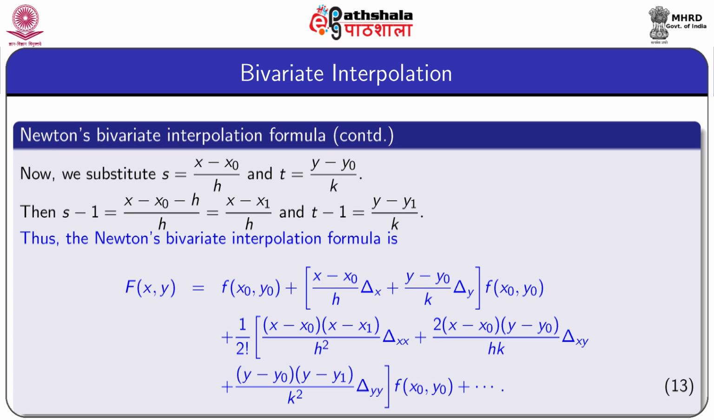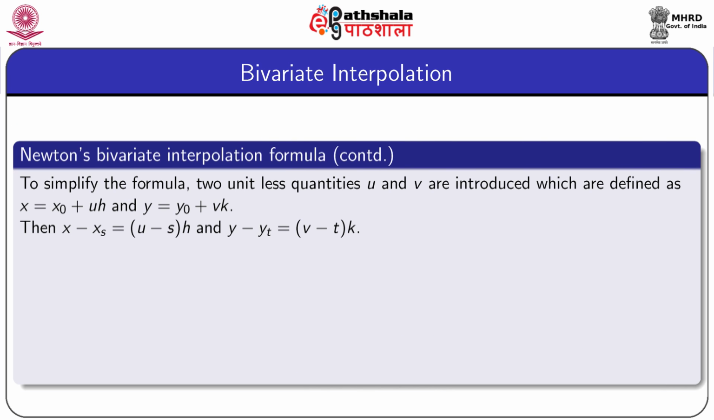But using suitable variables, this expression can also be simplified to a simpler form, which is discussed in the next slide. To simplify this formula, we use two unitless quantities u and v, which are defined by x equal to x0 plus uh and y equal to y0 plus vk. Therefore, x minus xs equals u minus s whole into h and y minus yt equals v minus t into k.